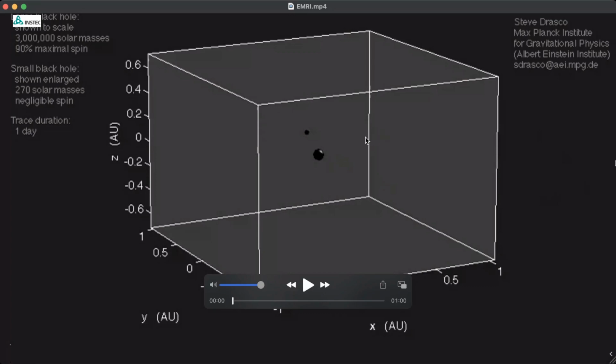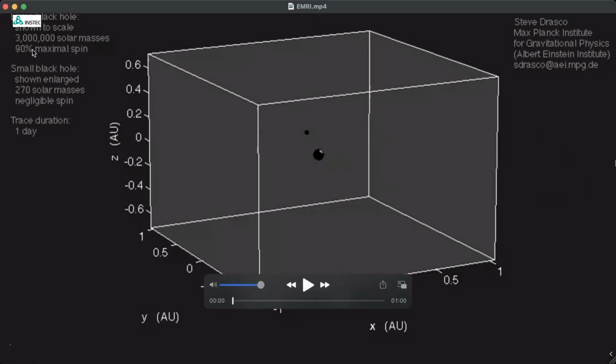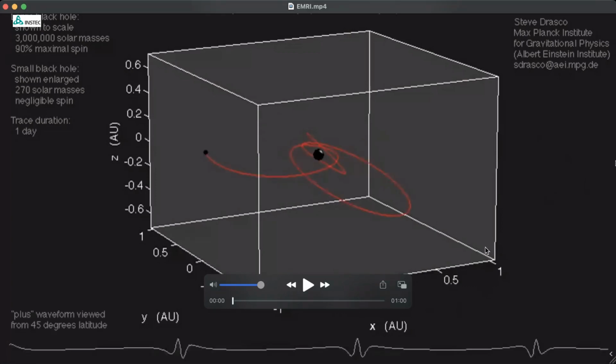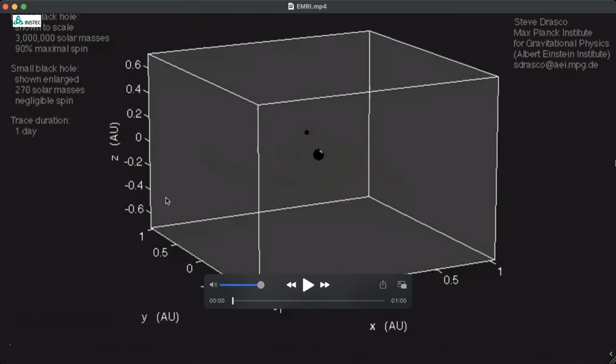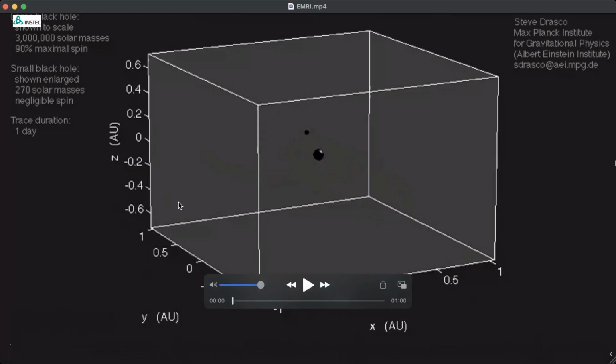So the shiny black hole in the middle is the big black hole, and the little dot is the small object. This simulation has a big black hole of 3 million solar masses in the center, and the small object has 270 solar masses. So this is all real time and real dimensions. This is a bit hidden, but the scale on each side is about 1 astronomical unit. So it's the size of the orbit of the Earth around the Sun, to give you an idea. That's roughly the size of the orbit.